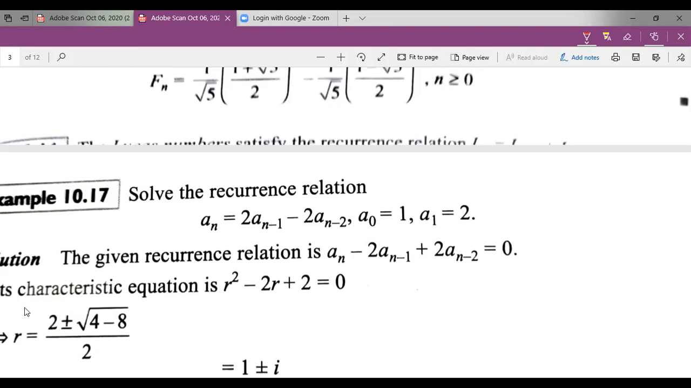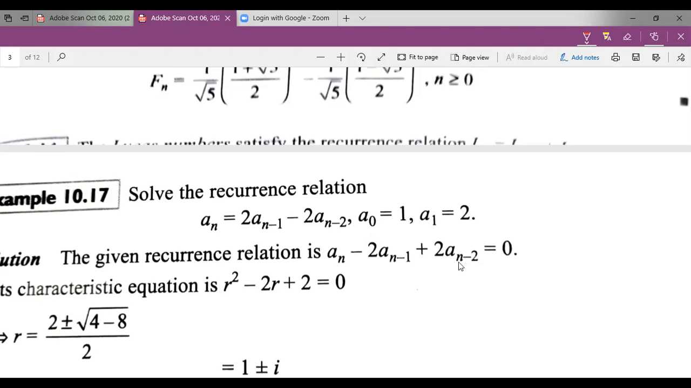So the characteristic equation is... the degree of the given equation is 2. How do we find the degree of the given recurrence relation? It is the difference between the greatest subscript and the lowest subscript. Here the greatest subscript is n and the lowest subscript is n minus 2.